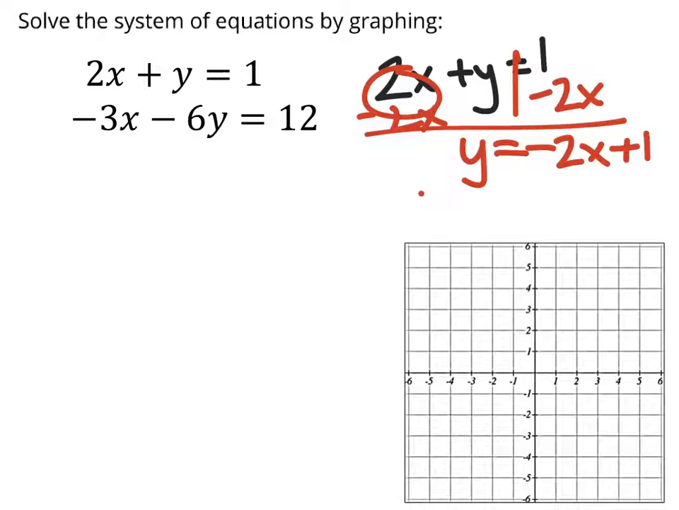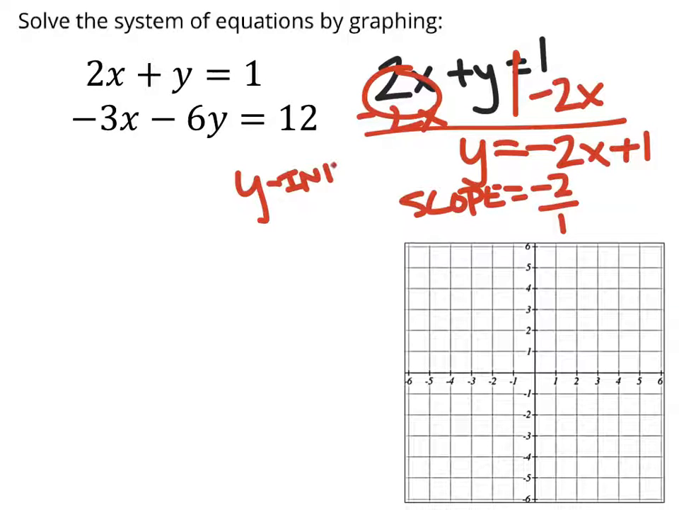Well, it gives us a slope, which is the coefficient of x, and in this case, the coefficient of x is negative 2. I'm going to make it negative 2 over 1, just so that we can see that it's down 2, right 1. Now, the y-intercept on this one is going to be at 0, 1. Right, it's y equals mx plus b. That's the plus 1 right there.